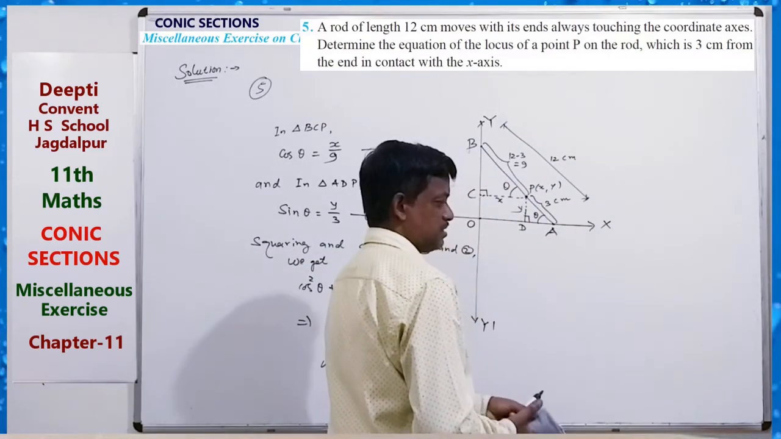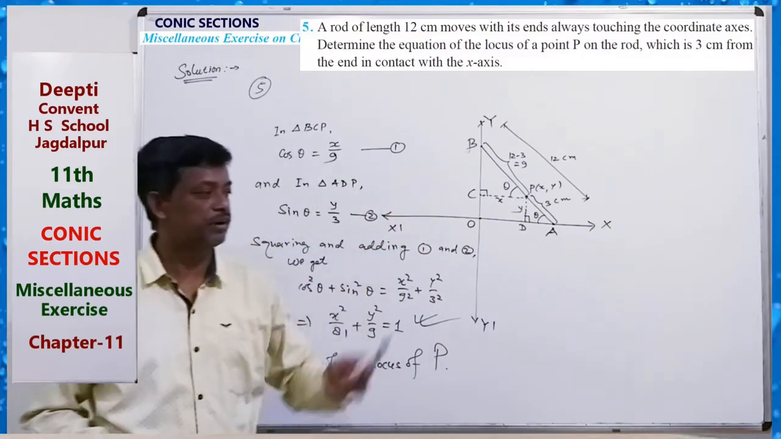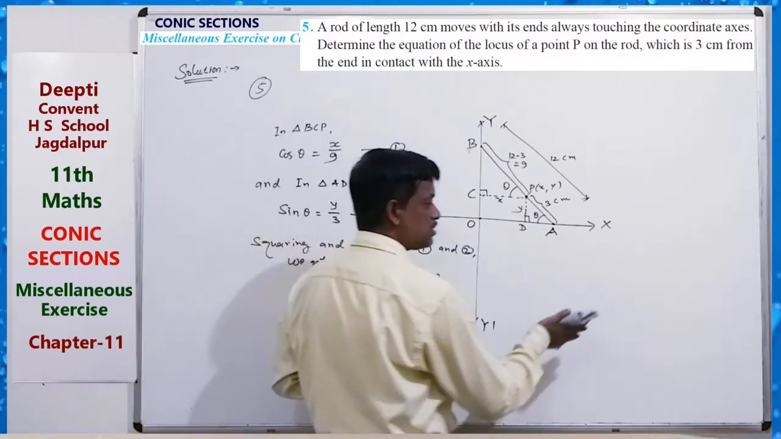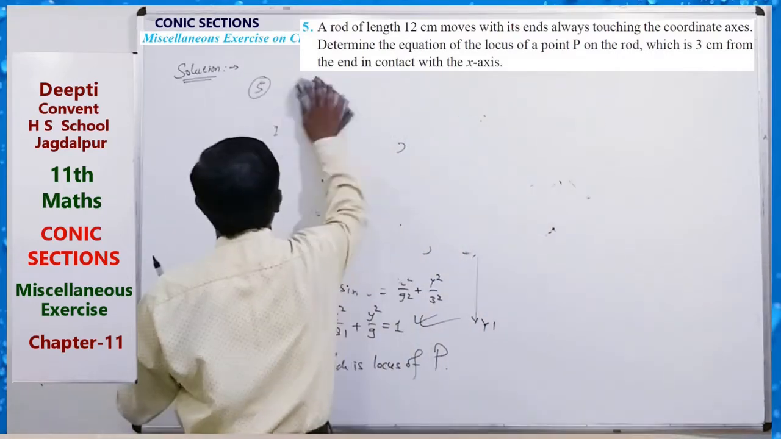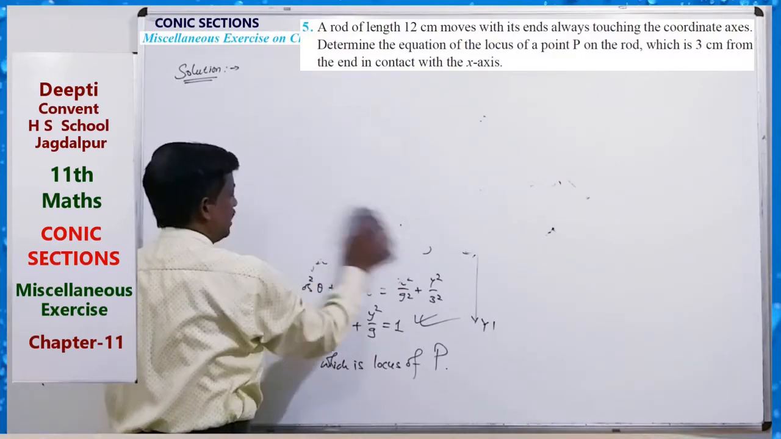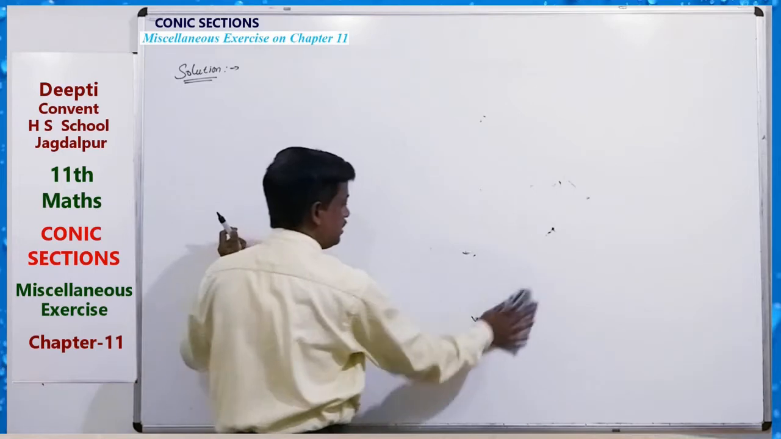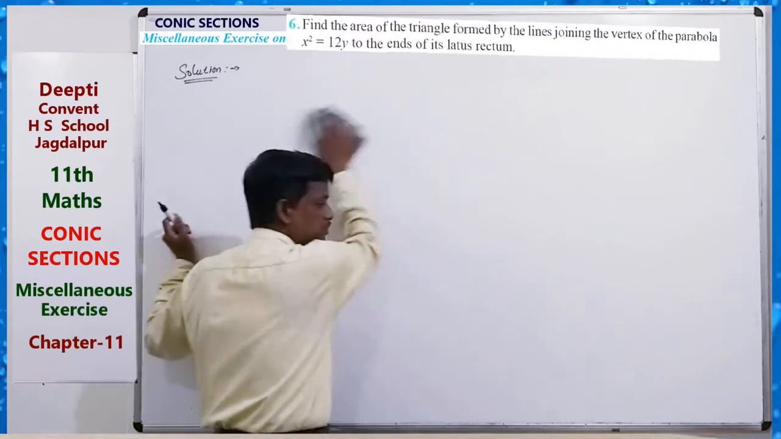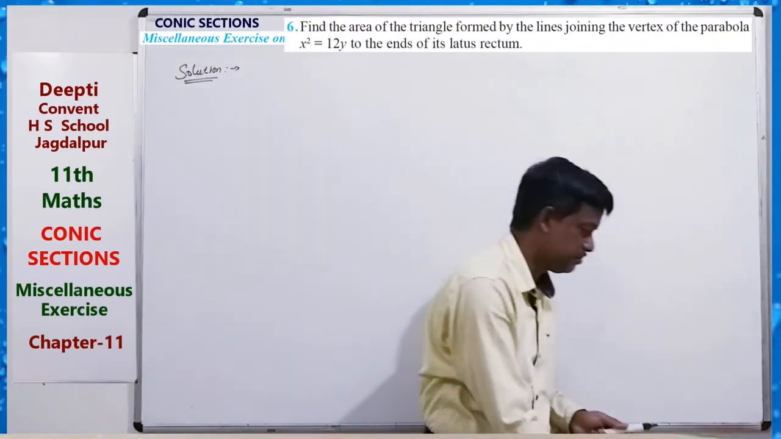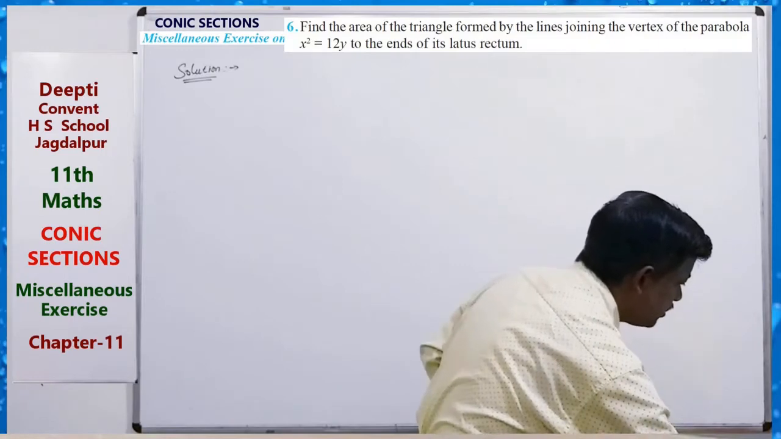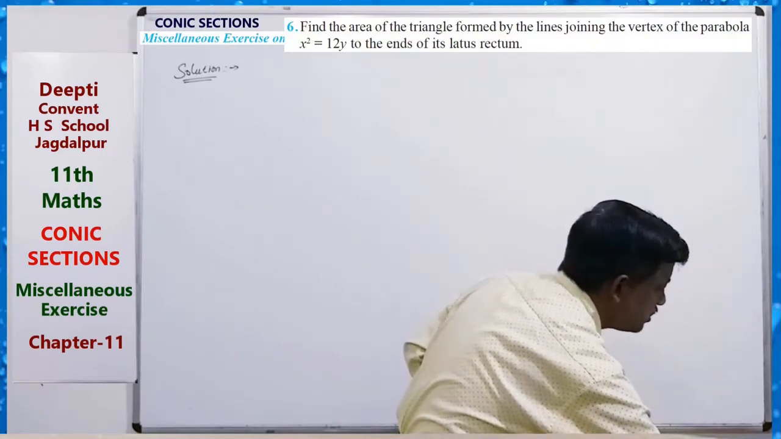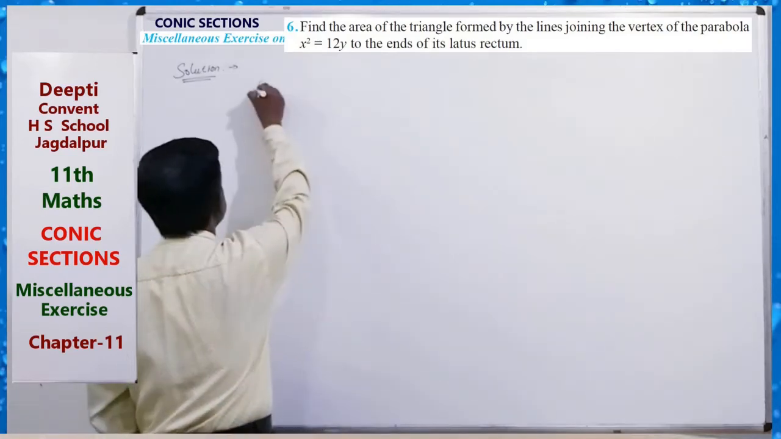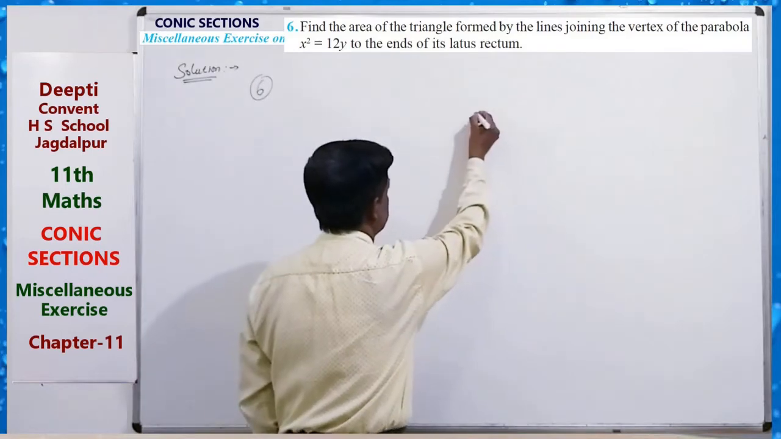Now take question 6. Find the area of the triangle formed by the line joining the vertex of the parabola x square equals 12y to the ends of the latus rectum. Okay, so we have to find the area of a triangle. The triangle is made by vertices, what? The end points of the latus rectum. Here x square equals 12y is a parabola. So question 6.